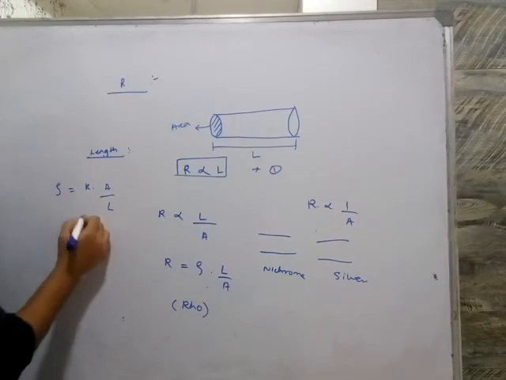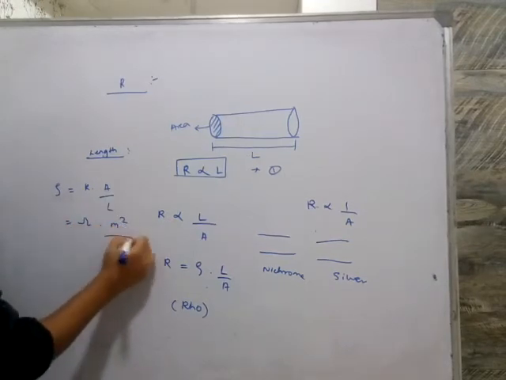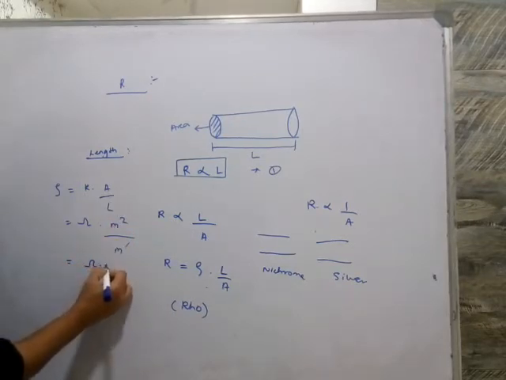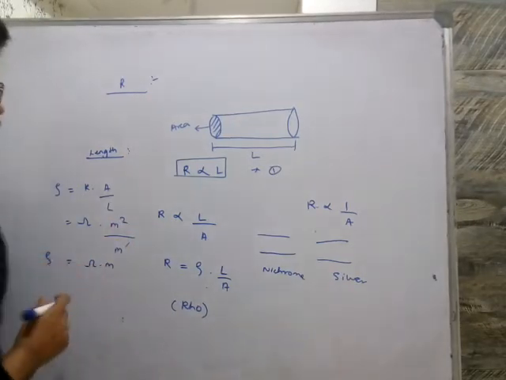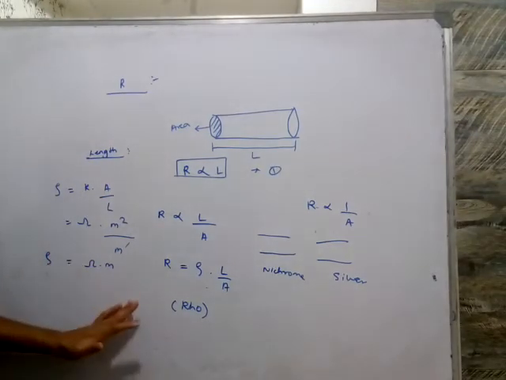So now what is the SI unit of rho, which is ohm? Area is in meter square, length is in meter. One meter will get cancelled, so I'll get ohm meter. So the SI unit of rho is ohm meter.